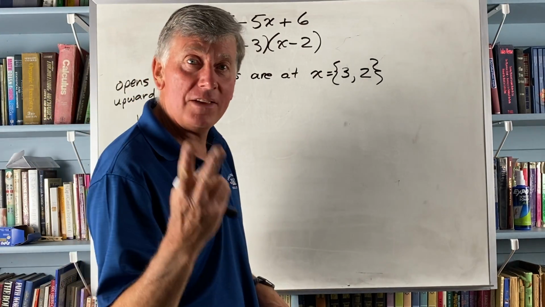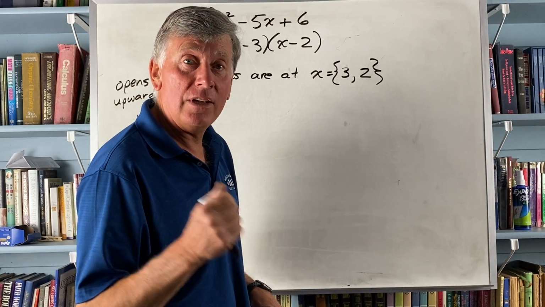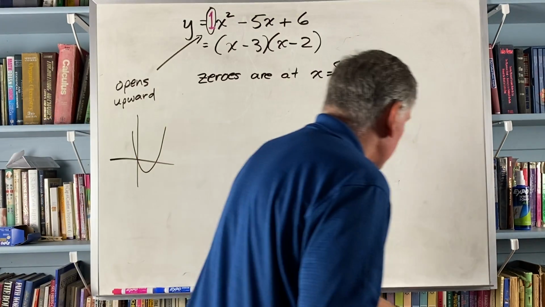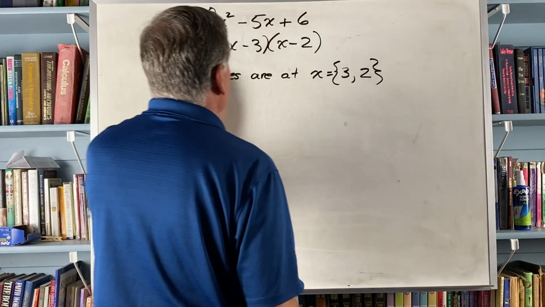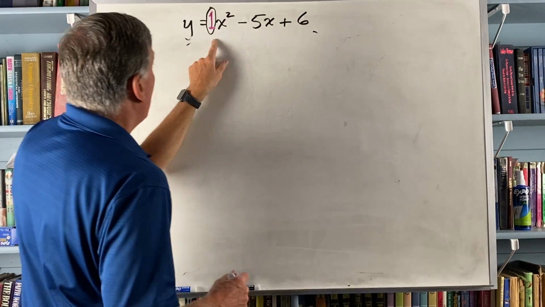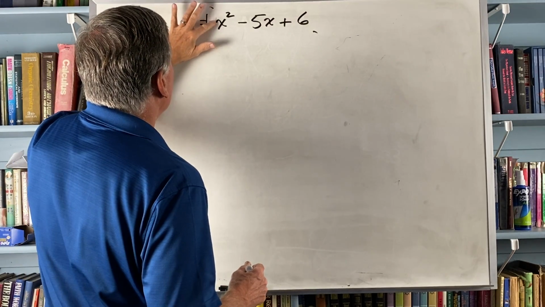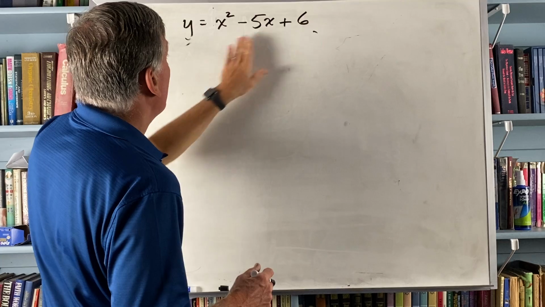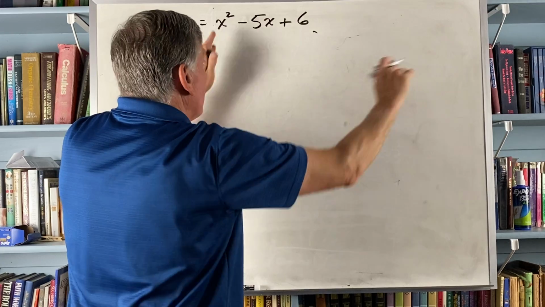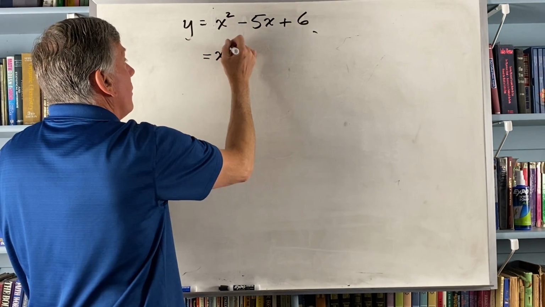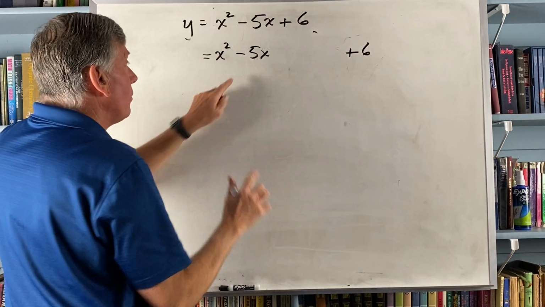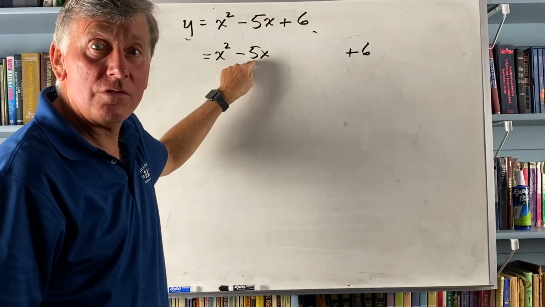So I've already found out my zeros and whether it opens up or down. Now I need to do the vertex, and that means we complete the square. I have y equals x squared minus 5x plus 6. I'm going to take the 6 and cast it off a little bit over to the right. x squared minus 5x plus 6. And now I'm going to look at this number right here in front of the x.